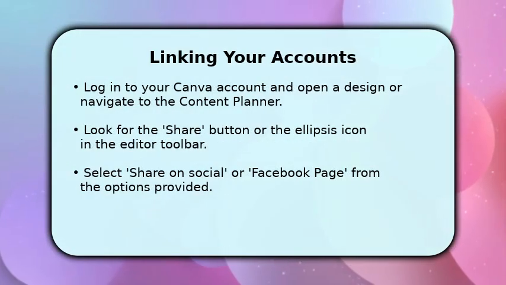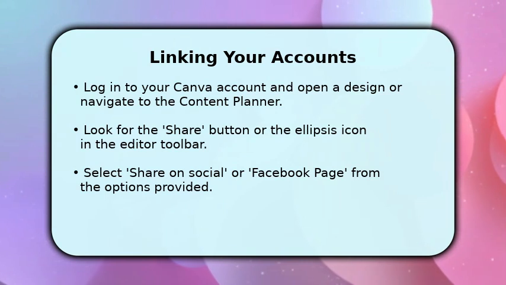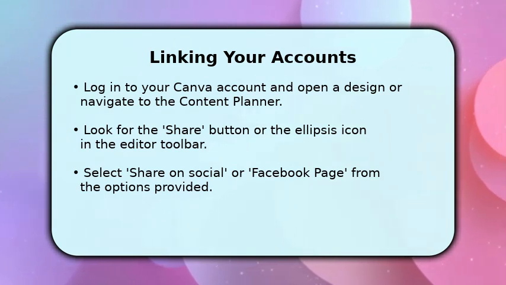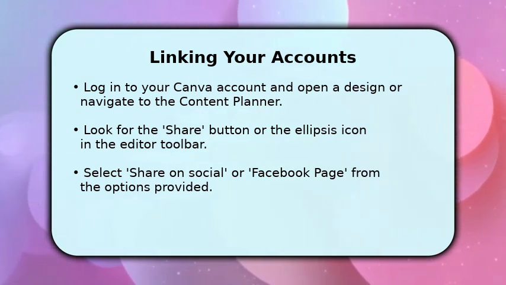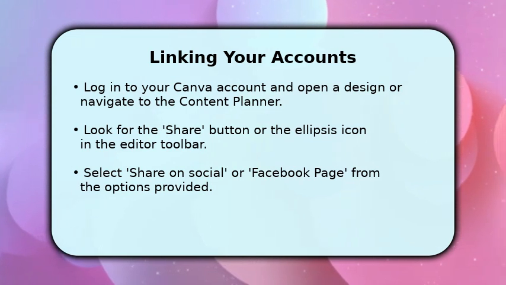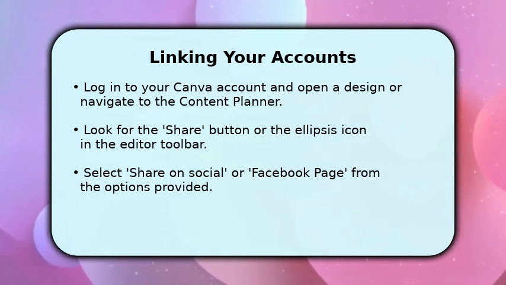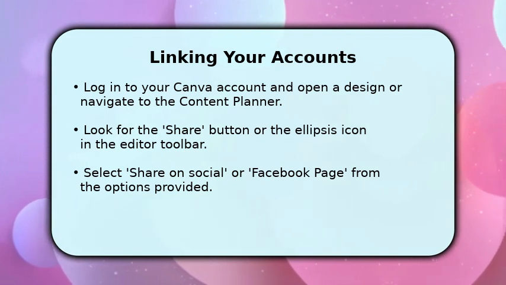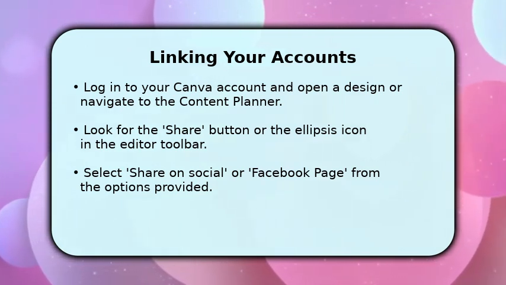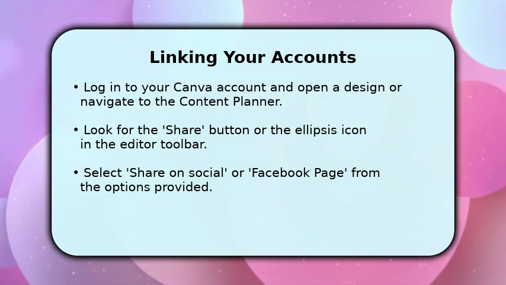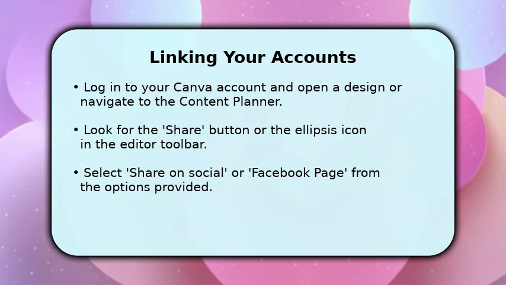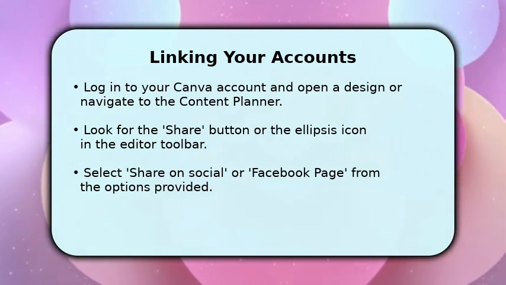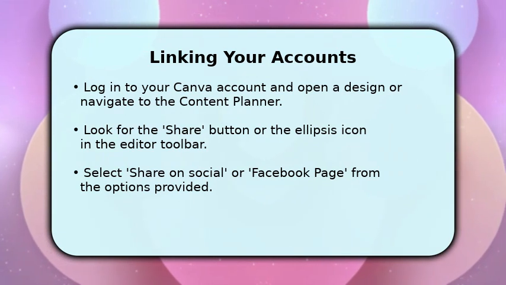To begin linking your accounts, first log into Canva and either open an existing design or head to the content planner. Within the editor, locate the Share button, often represented by an arrow, or click the three dots for more options. From there, choose Share on Social and then select Facebook page or Facebook group. You will then be guided through connecting your Facebook account and granting Canva the required permissions. Remember, direct posting to personal Facebook profiles is not supported, only pages and groups.